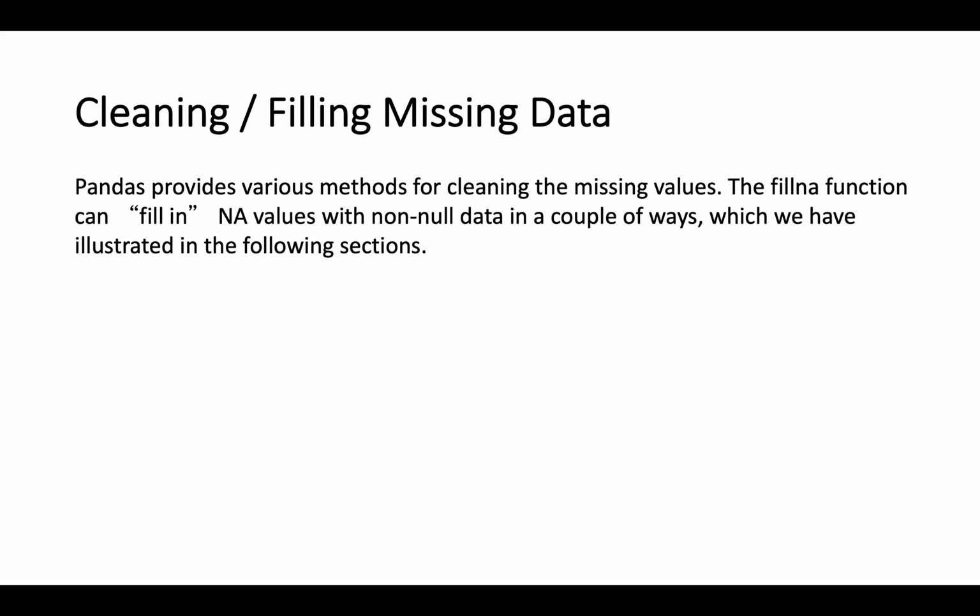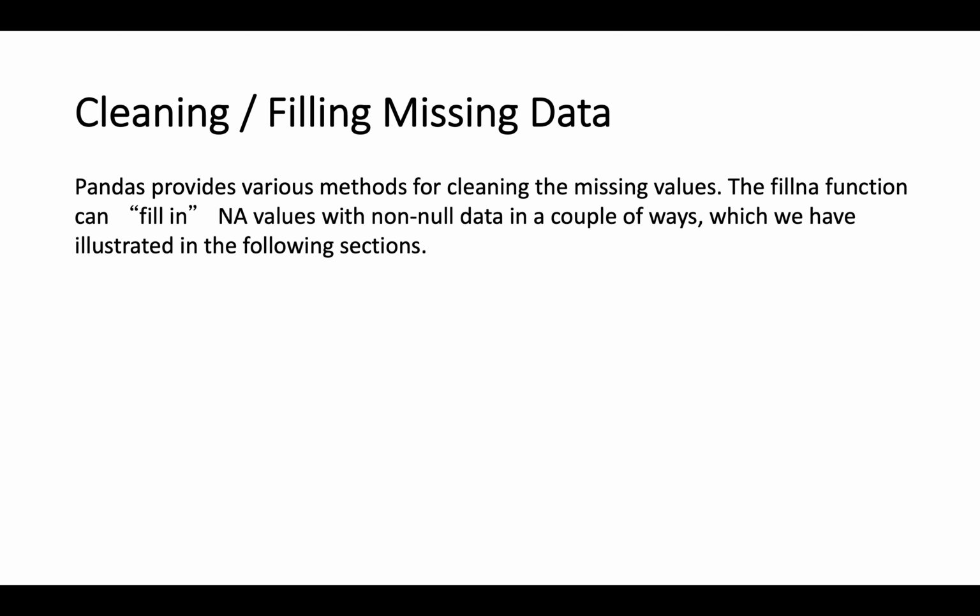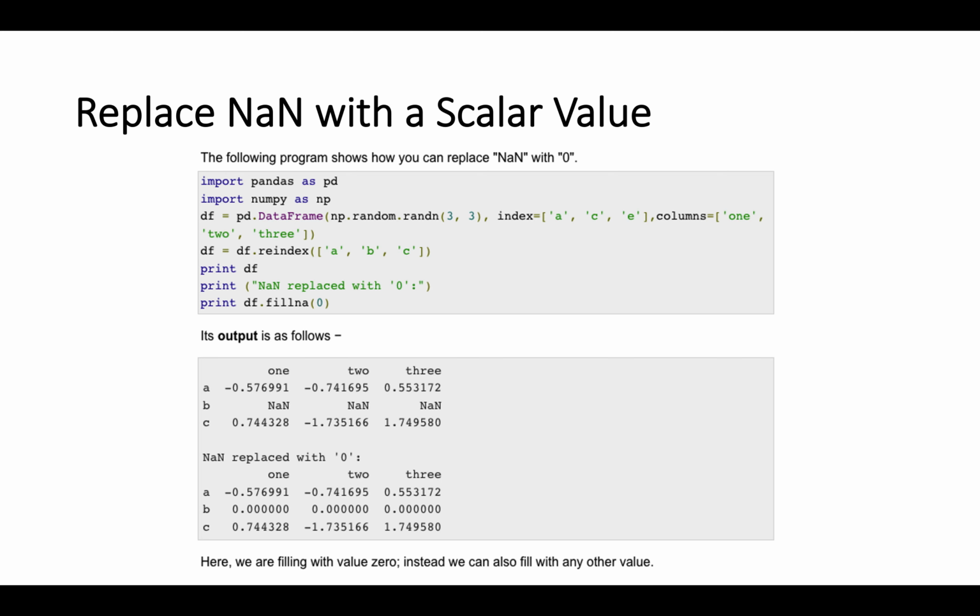The second part: clean and fill the missing data. Here we process the missing value and check it. And second, we can clean the missing data. Pandas provides methods to clean the missing data, and the fillna function fills the NA value. Okay, replace NaN with a scalar value. The following program shows how you can replace the NaN with 0.